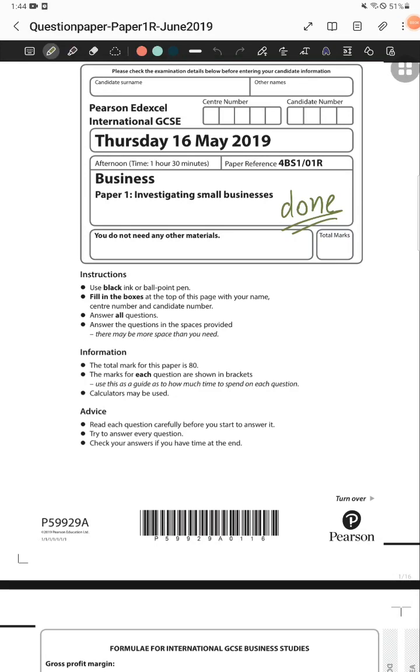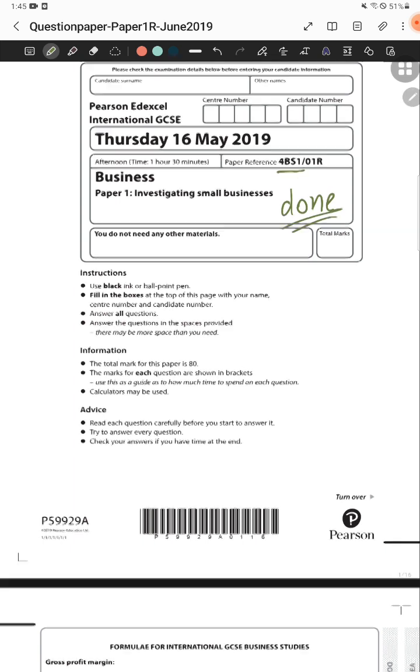For today's video, we're answering a paper from Pearson Edexcel, not Cambridge this time, for International GCSE or IGCSE for the May session 2019. Paper 1, Investigating Small Business. The paper code is this. Now there's two, but I'm doing this one.